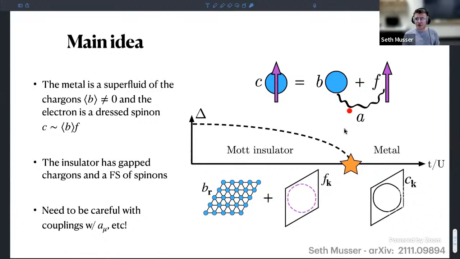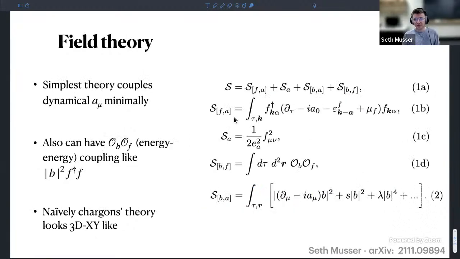But we see this extra A term here. We have to be careful with that, and there are additional couplings. I throw a bunch of equations up here, but this is just the simplest theory you could write down, which couples this dynamical emergent gauge field minimally. It couples to the spinons, it has dynamics, and it also couples to the chargons minimally.